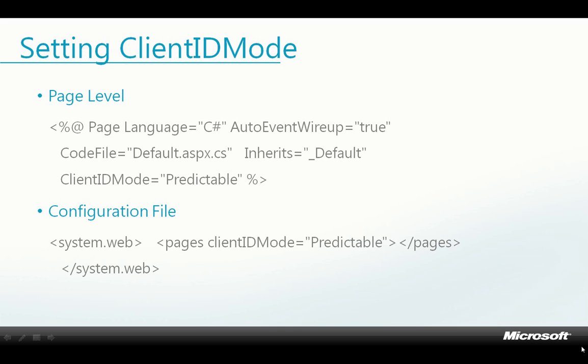You can also set the ClientIDMode in the configuration file, either at the machine level or at the application level. If you set it at the application level, then you're defining the default ClientIDMode setting for all controls in all pages in the application. If you set the value at the machine level, it defines the default ClientIDMode setting for all websites on that computer. And here's what that looks like.